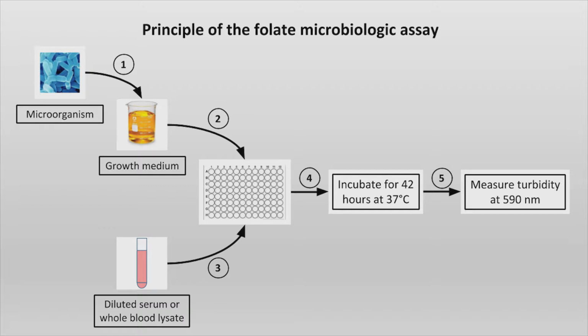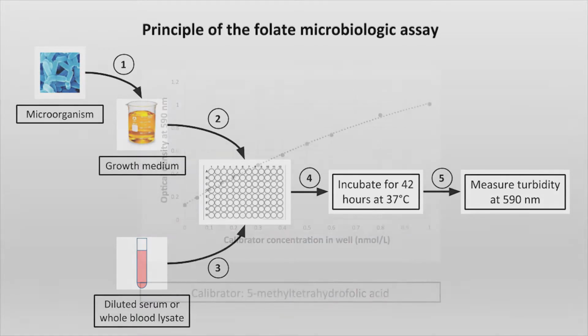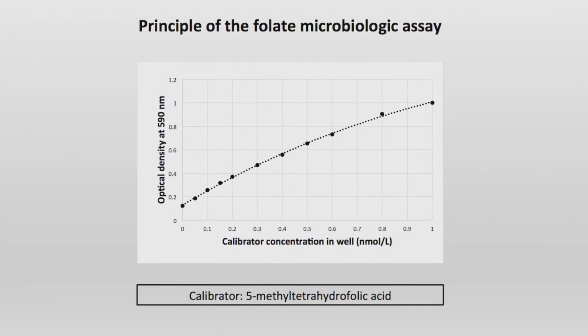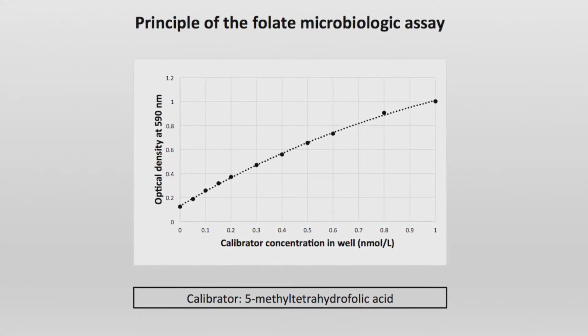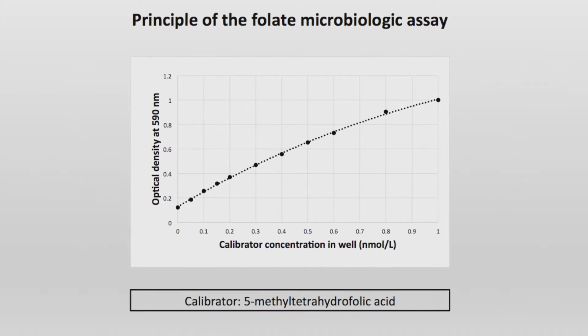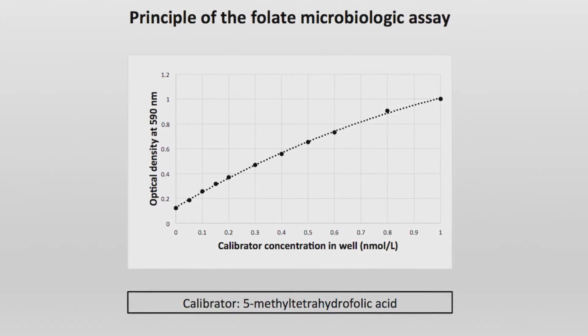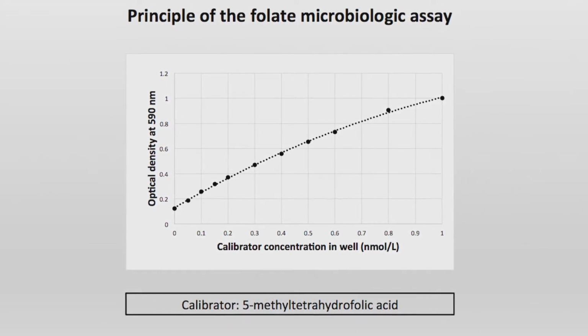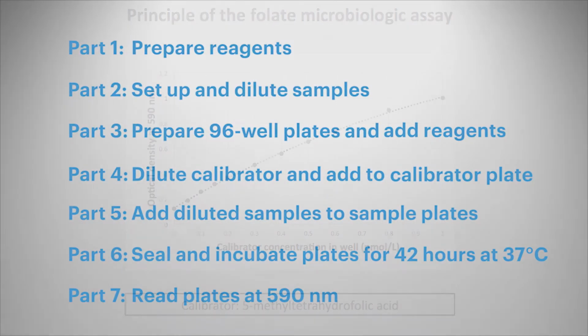We then assess the folate concentration by measuring the turbidity of the inoculated medium at 590 nanometers in a microplate reader, step 5. The growth of the microorganism is proportional to the amount of folate present in the sample. To calibrate the assay, we use 5-methyltetrahydrofolic acid, the main folate form in serum and in most whole blood samples.